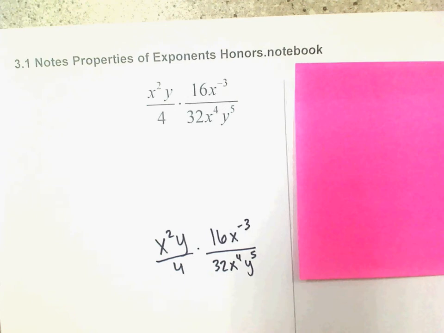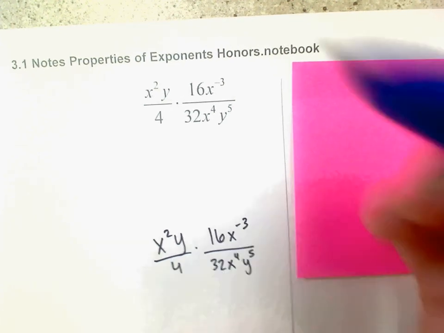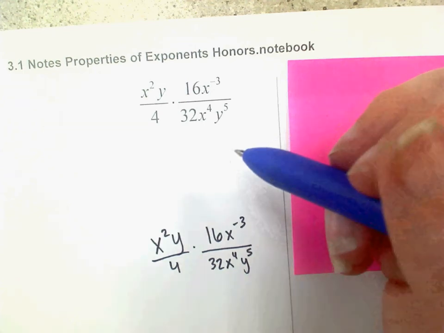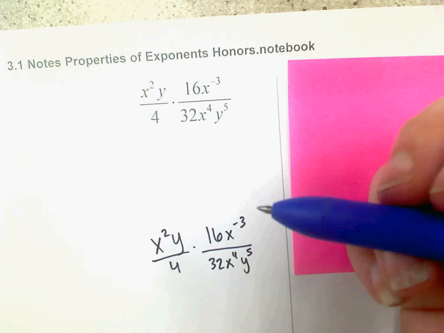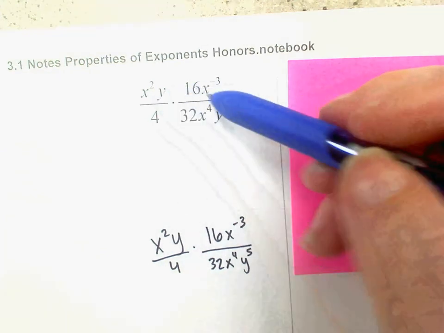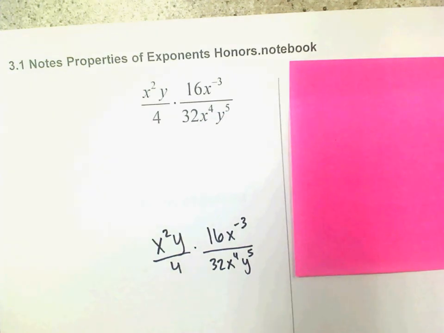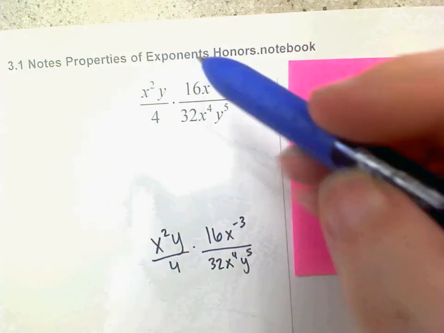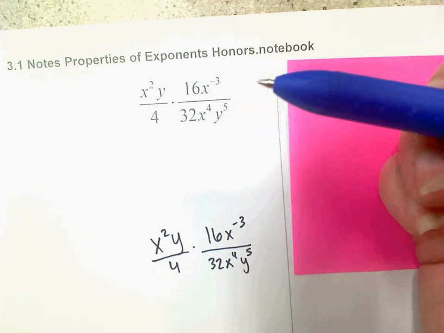So the first thing you could do, well, the interesting thing about these types of problems is that there's no particular first step. It's just whatever you see, whatever you want to do. You could multiply the numerators and multiply the denominators and then simplify from there. You could move this down here. It's kind of whatever you want to do. So I'm just going to go ahead and rewrite it.